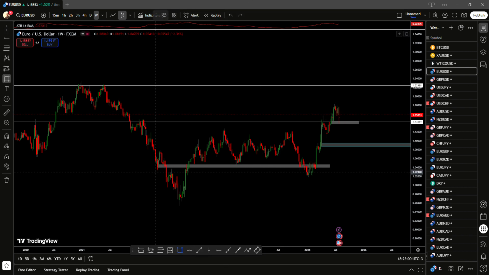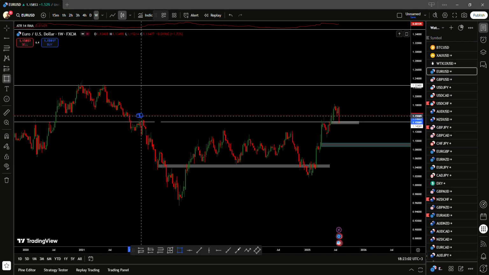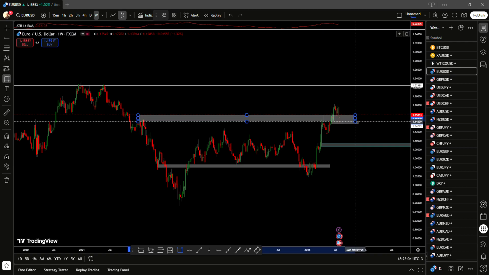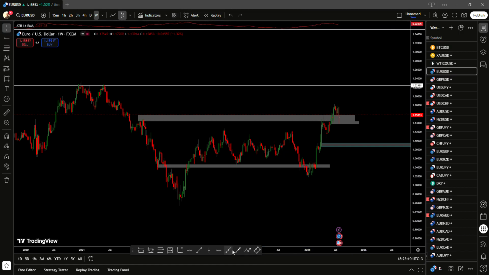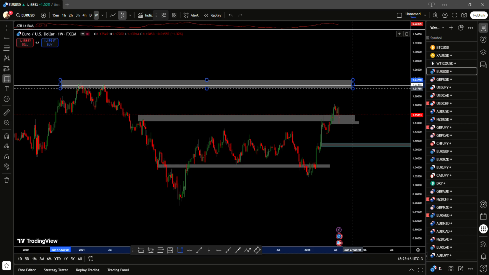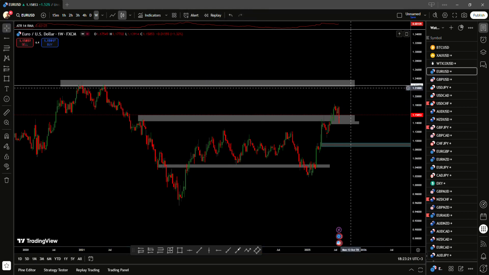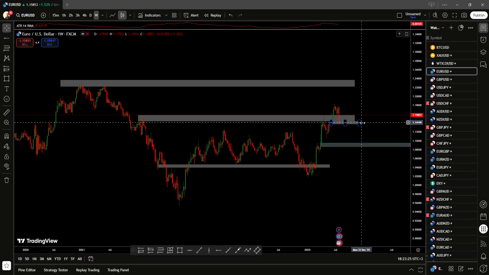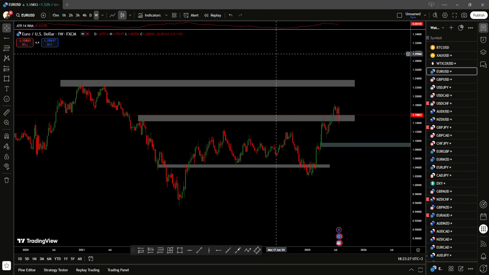Get your box tool and draw another one here like that, and then remove your line, and then get another box tool and then draw another one here like that, and then remove your line like that.